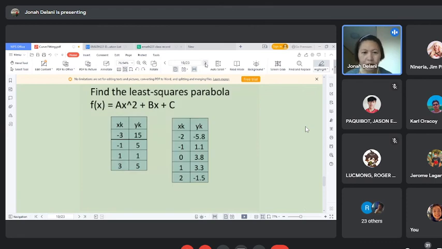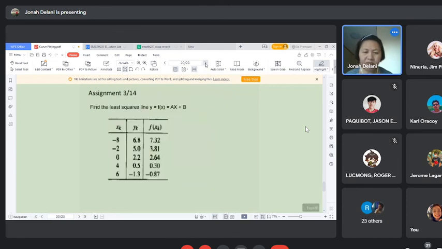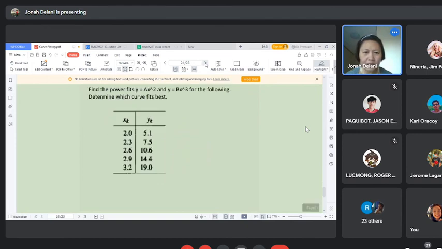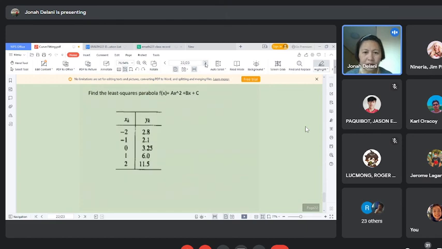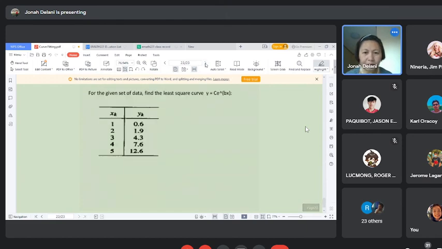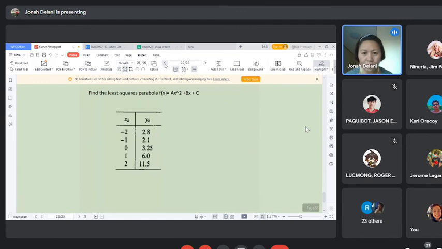This is a solved example that we will practice on. It is an assignment. So anyway, any questions for curve fitting? Silence means no questions.